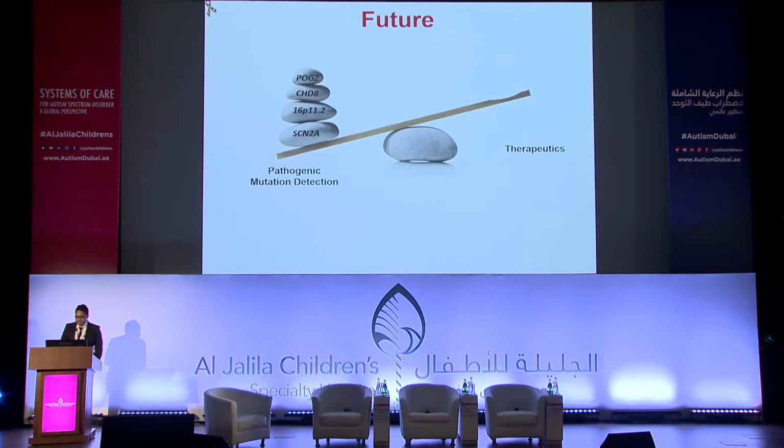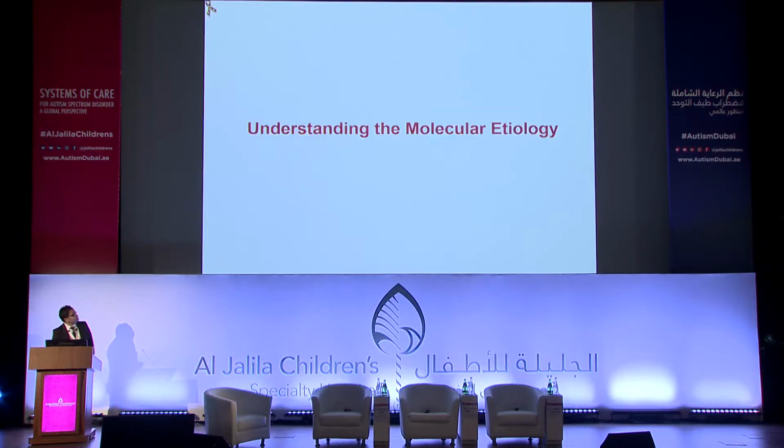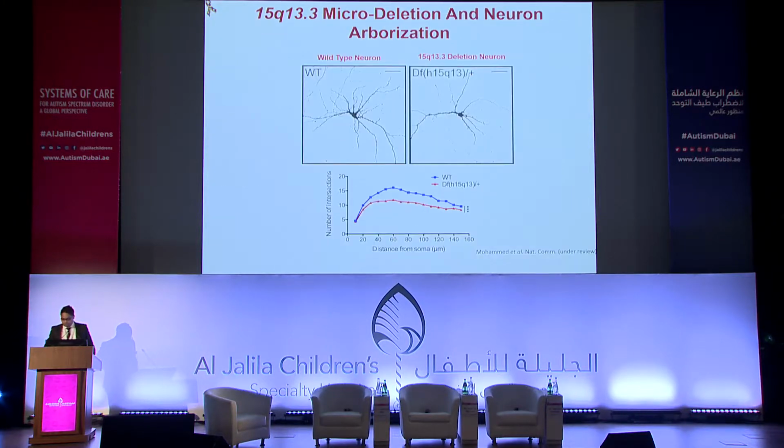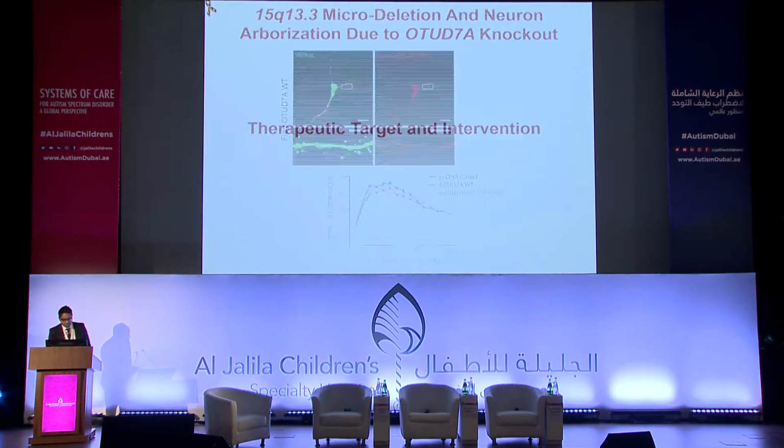So the future is this: pathogenic mutation detection is going on very well in terms of sequencing, but the therapeutics is really awful. We do not have anything. So that's the future, understanding the pathobiology of these mutations. This is one example, the 14q13.3 microdeletion syndrome, where we made a knockout mouse, and we see different levels of arborization in the brain, and it has been replicated in vivo and in vitro. I'll just move forward.